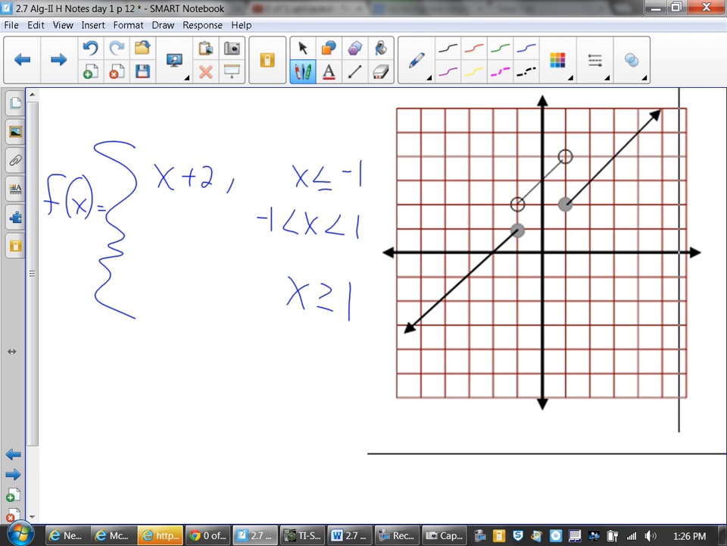The next one has a slope also of 1. What is its y-intercept? Right. And then last but not least, 1, 2, 3. Very good.